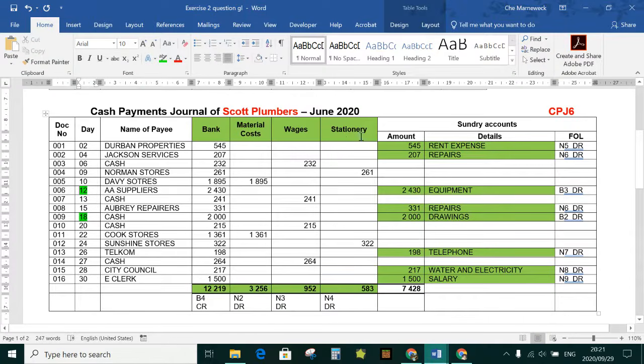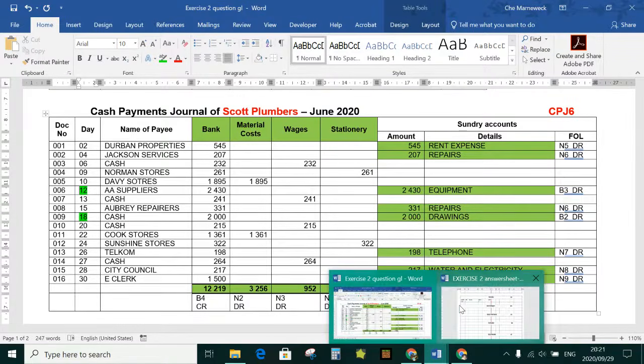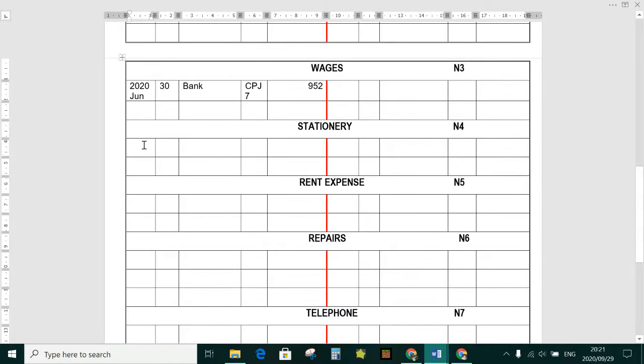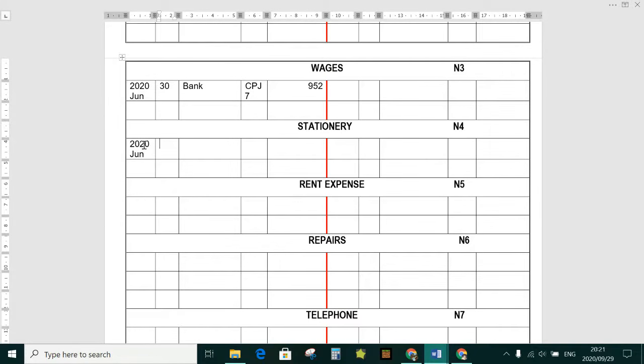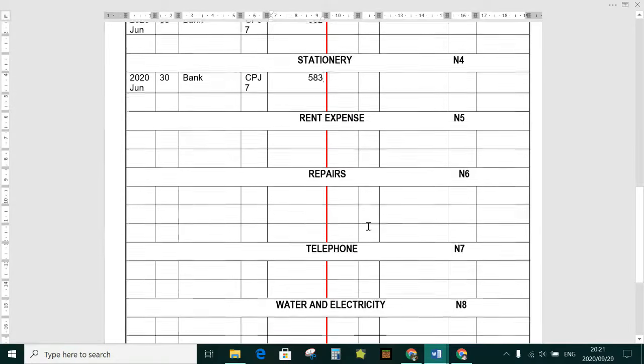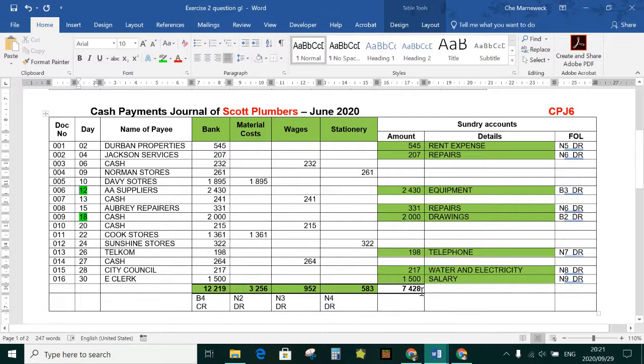We have a look. Stationery has a column. That means we take the total amount on the last day of the month. Debit. So, stationery, 2020, June, the 30th, bank, CPJ 7. Stationery is 583 Rand. We move on to the next account, rent expense. Okay, we've done all of our columns. So now we are left with amounts that are in sundry. So we're going to be posting these amounts on the specific day.